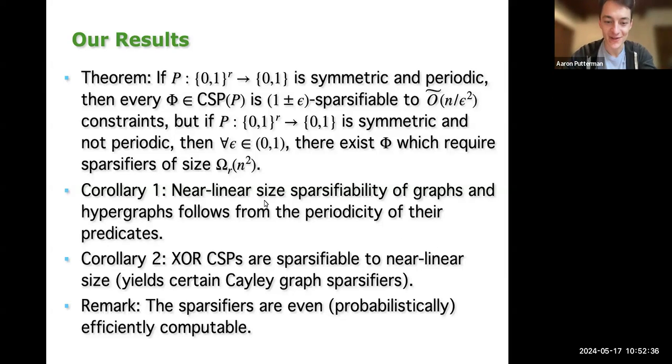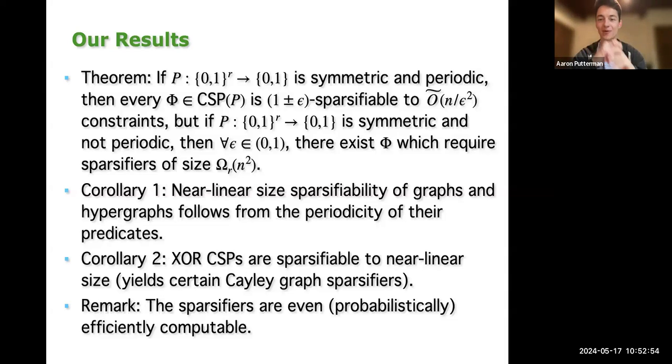For instance, one consequence is that we can also look at these larger arity XOR constraints, and we can still sparsify these systems. So another corollary is that XOR CSPs are always going to be sparsifiable to near linear size.